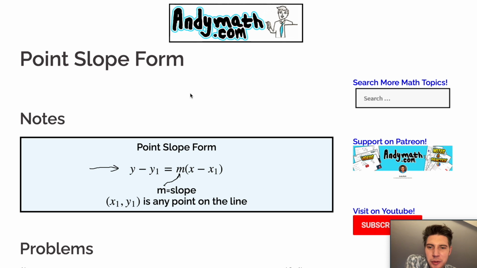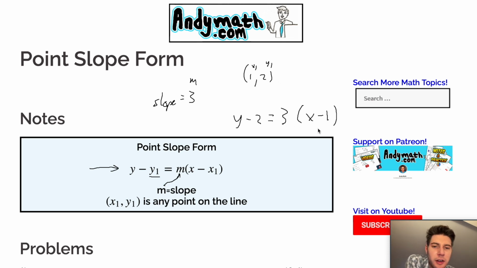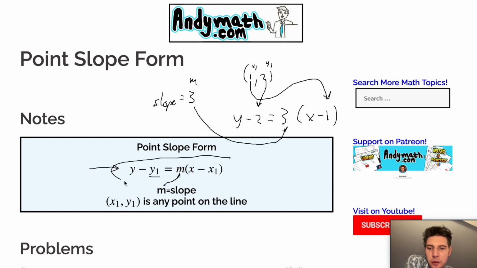So for a quick example, if we know our slope is 3, and we have a point that's, say, (1, 2), this is your x1, this is your y1, and this is your m. So we would just say y minus, and then the y1 was 2, equals the slope of 3 times x minus, and then 1. So that was pretty quick, but I literally just plugged in my x value here, my y value here, and my slope here. And that's all this formula is.